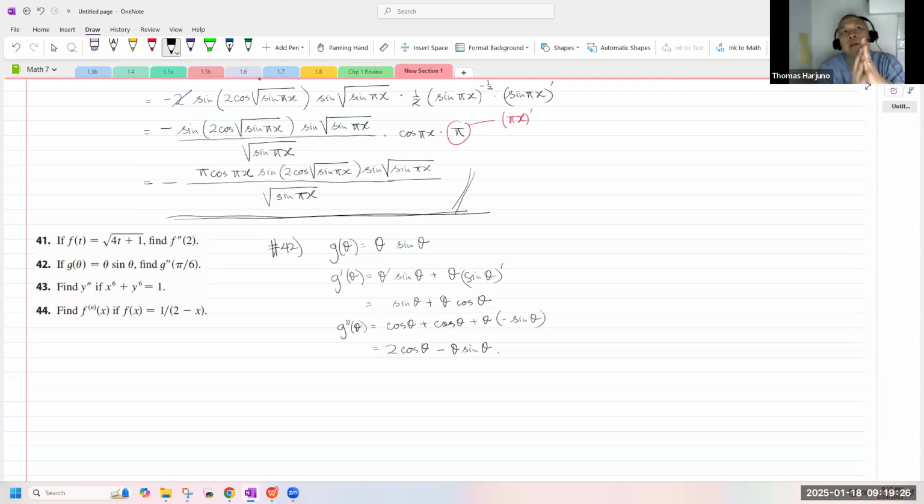My suggestion is if that's what you want to do, do it on your scratch paper. But then on your test paper or your quiz paper, your homework paper, keep that organized.